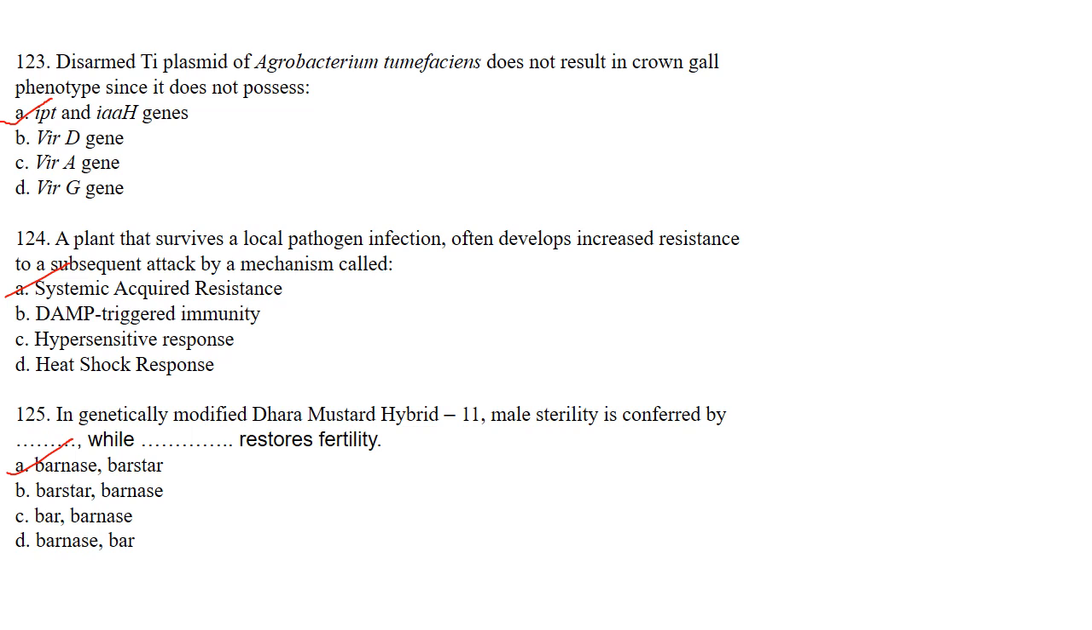A plant that survives a local pathogen infection often develops increased resistance to a subsequent attack by a mechanism called systemic acquired resistance. Answer is option A. In genetically modified Dhara mustard hybrid 11, male sterility is conferred by Barnase while Barstar restores fertility. A question regarding Barnase and Barstar has been asked in one of the previous years. I don't remember the year. You can refer to my channel for previous year questions.